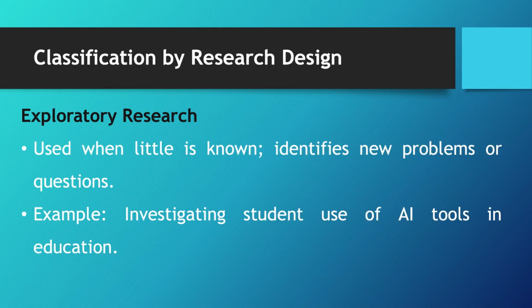Then we have what is called an exploratory research. This is used when little is known, in order to identify new problems or questions. So you're trying to explore. It is also one of the types of research by virtue of research design classification. An example of an exploratory research is investigating students' use of AI tools in education.